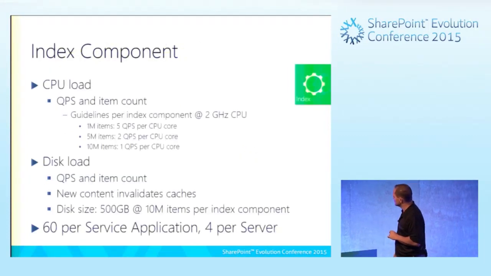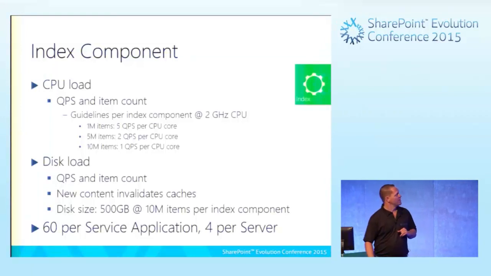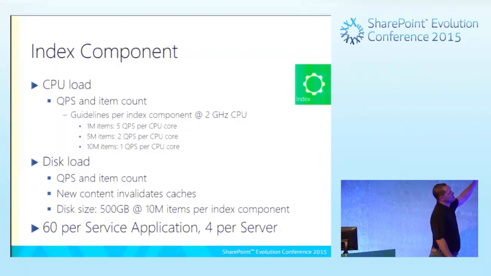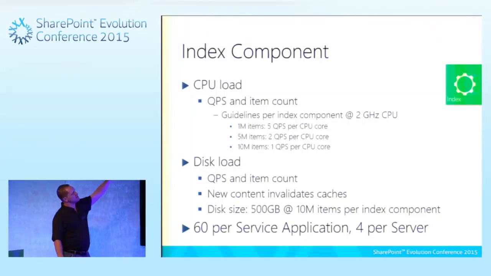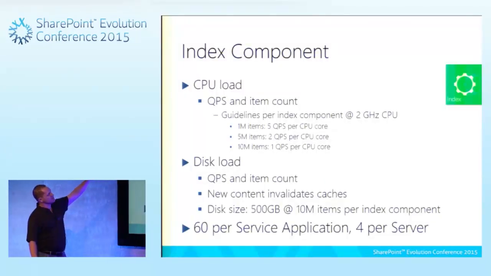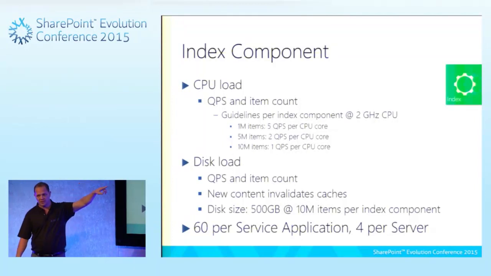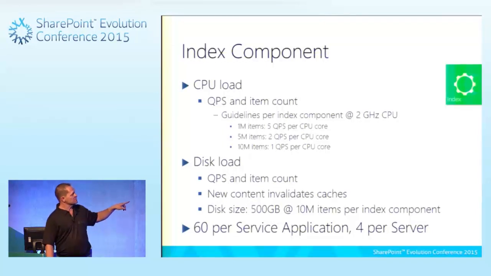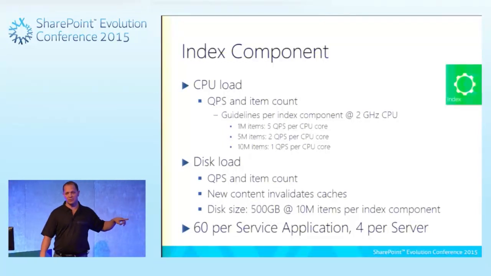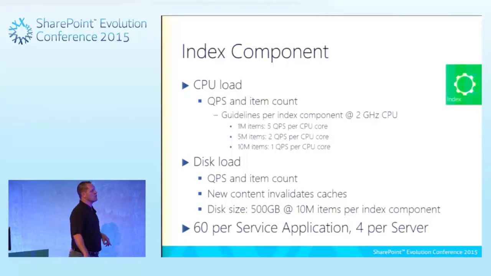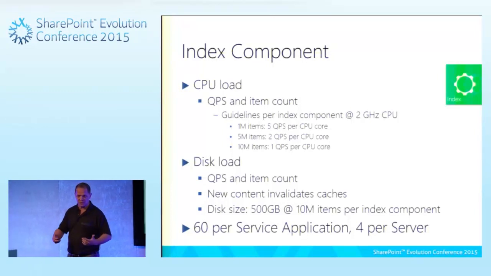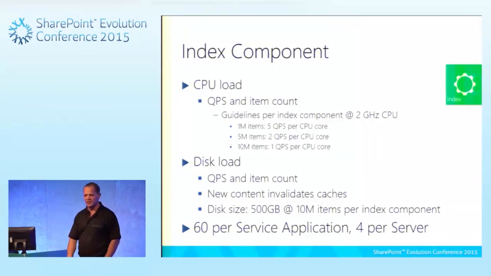Indexing. Now, this is probably the big one. The biggest thing is CPU load. It's about queries per second and the item count. The guidelines here are that 1 million items can do 5 queries per second per CPU core. 5 million items can do 2 queries per second per CPU core. And 10 million items is 1 query per second per CPU core. Now, obviously, these are estimations, depending on the cores and depending on what's running. It could have this bottleneck. There's a whole lot of other factors around that.